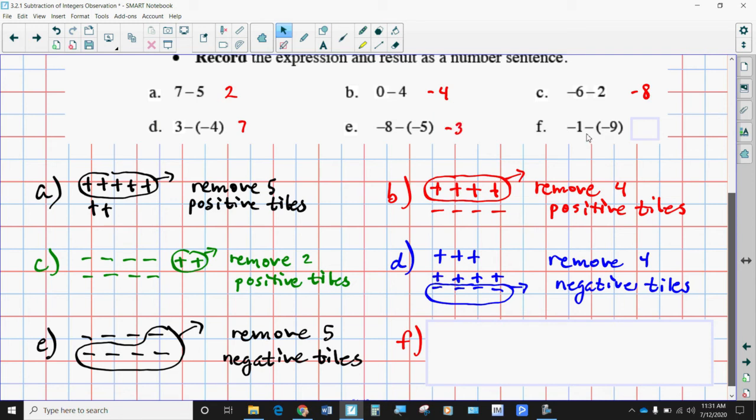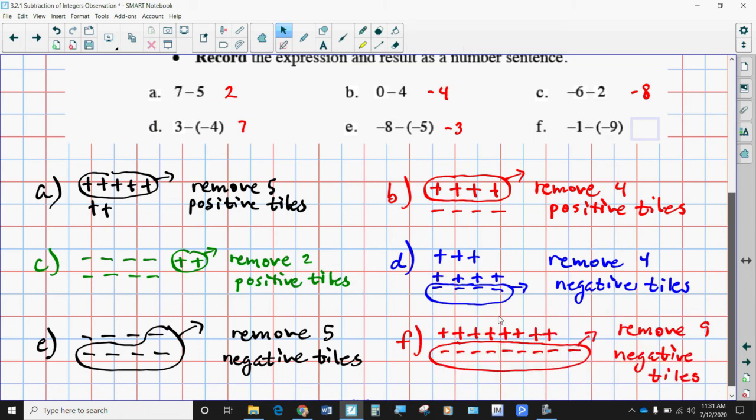And for the last problem, you're starting off with 1 negative, and you're supposed to take away 9 negatives, but you don't have 9 negatives to take away. So once again, you're going to have to create some 0 pairs. So here's what we got. We got a total of 1, 2, 3, 4, 5, 6, 7, 8 0 pairs.